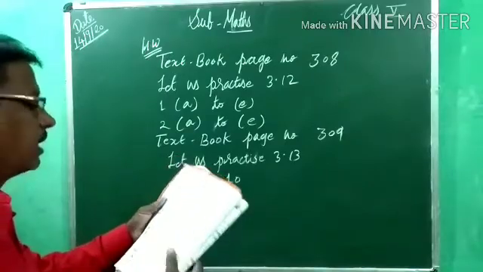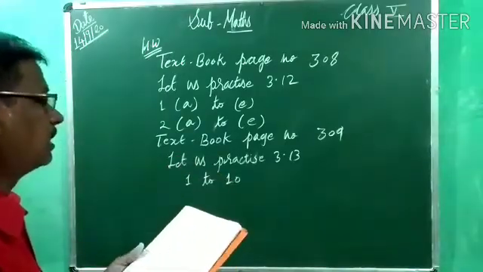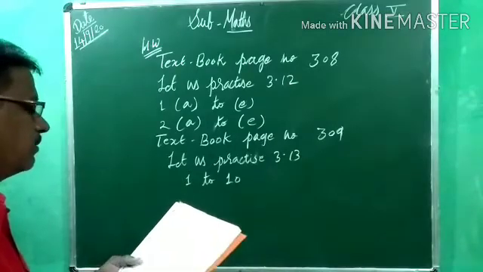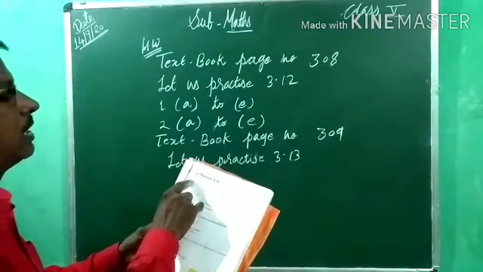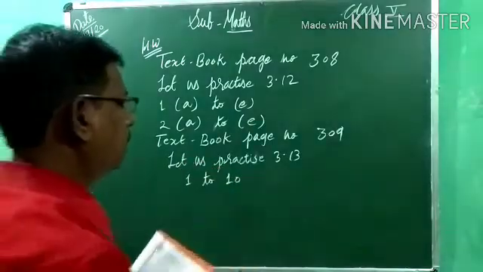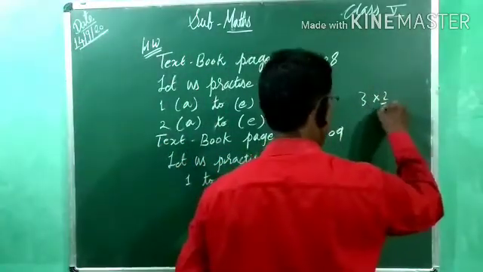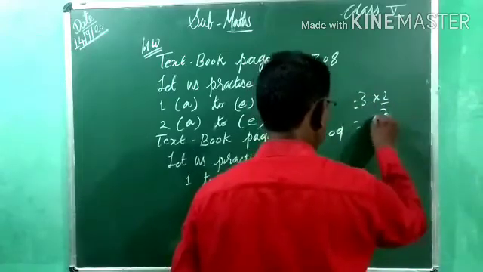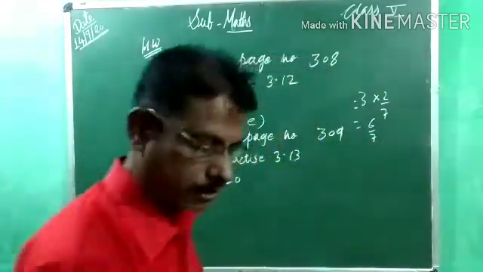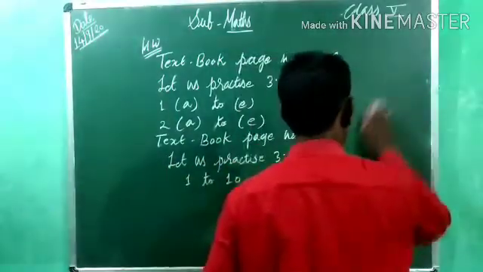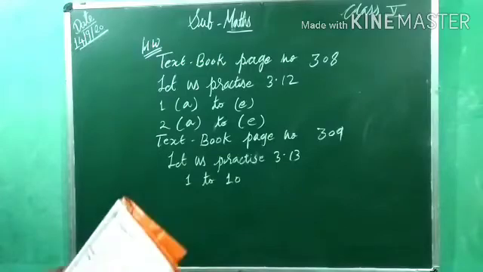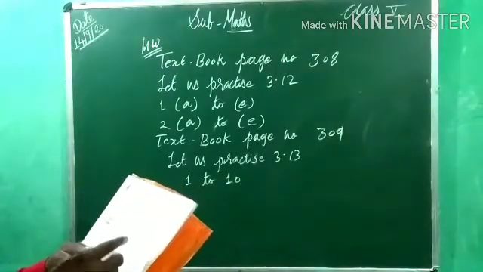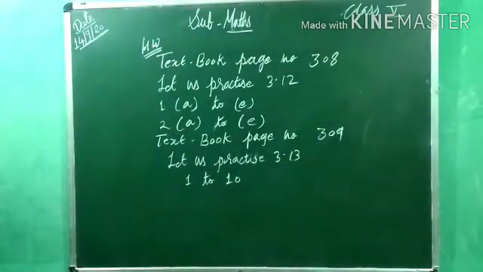But the denominators are different. And on page number 309, let us practice 3.13, 1 to 10. Find the product. Product means into: 3 and 2 by 7 means 3 into 2 by 7. In one step we get the answer: 3 twos are 6, 6 by 7, like that. Understood now? Like that we have to find the answer. And in the last question, convert the mixed number into an improper fraction and then do the multiplication. So try to complete this exercise. Let us practice 3.12 and 3.30.